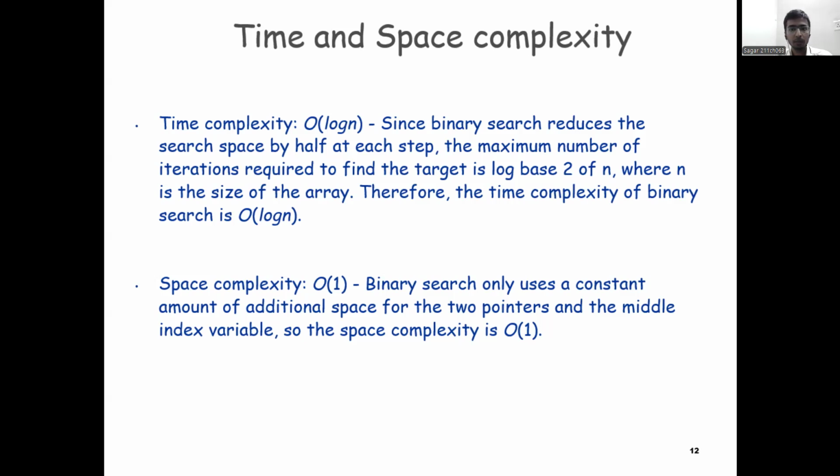For the calculation purpose, you can do it like this. In the first iteration, if our middle element is not equal to the key value, you are reducing the search space by half. So n becomes n by 2. So n by 2 is now the search space. For the second iteration, it's going to be n by 2 squared. For the kth iteration, it is going to be n by 2 raised to k.